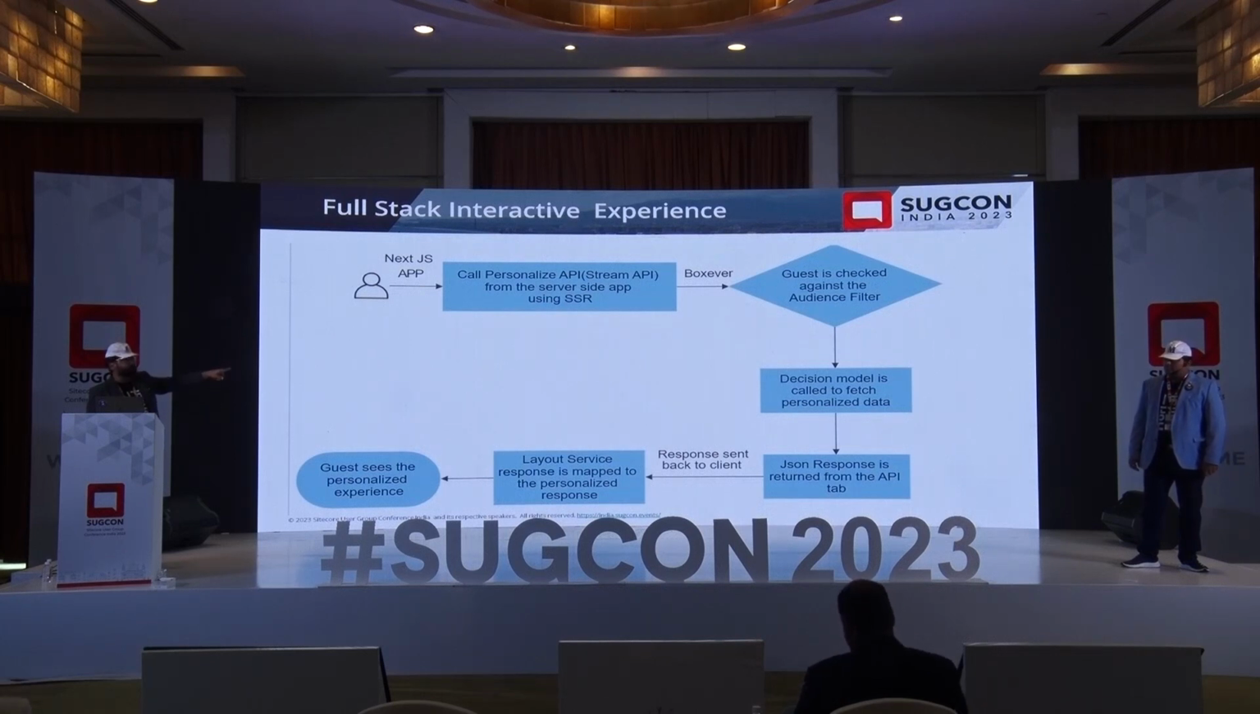Then the decision model will be executed, as I said. The hierarchy is decision model, then the API tab. The JSON response is returned from the API tab, then the response is sent back to the client. So here everything happened at the box server on the right.